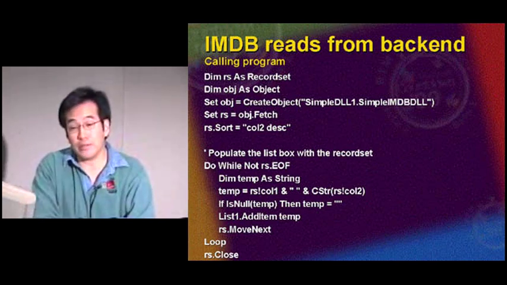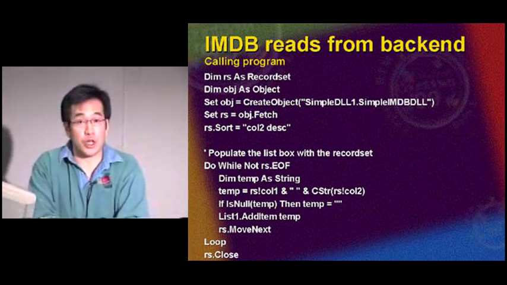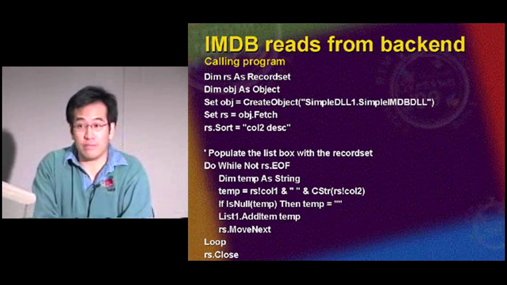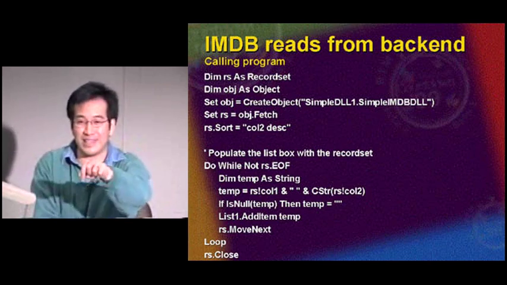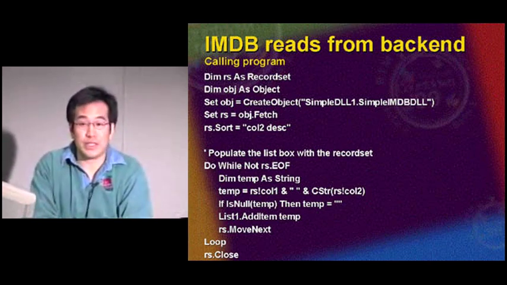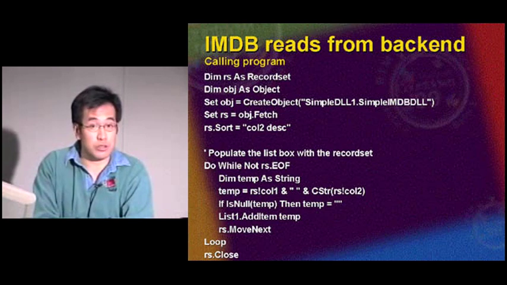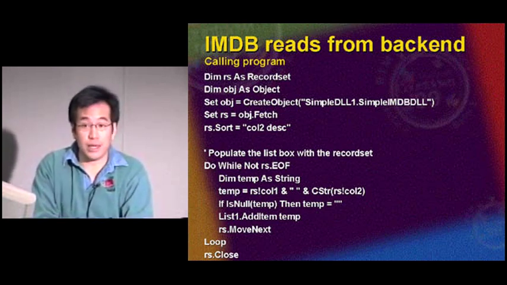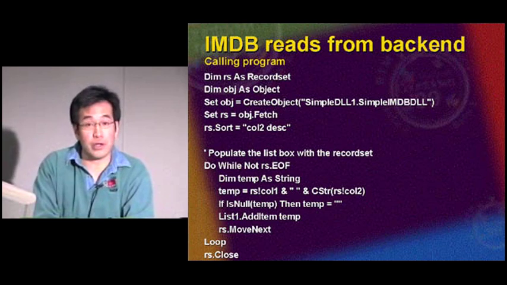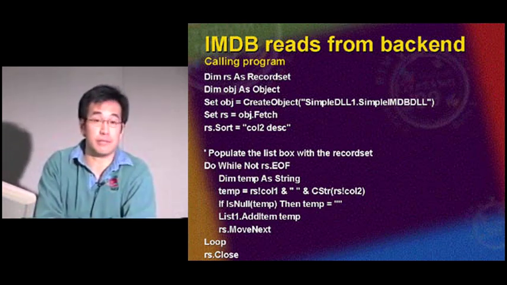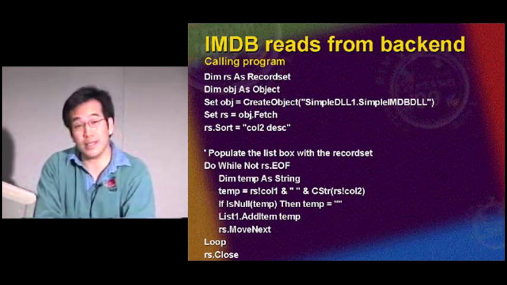For example, in the next line, we do an rs.sort, sorting the information by column 2, COL2, in descending order. For example, we show a little bit of a loop here where we're populating a Visual Basic list box with the contents of the record source.